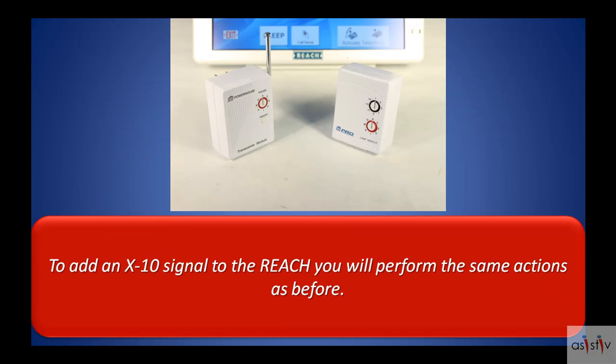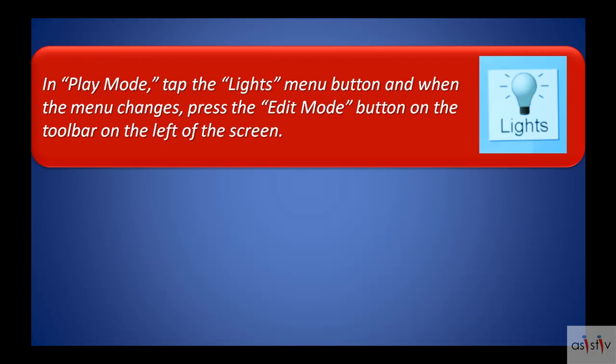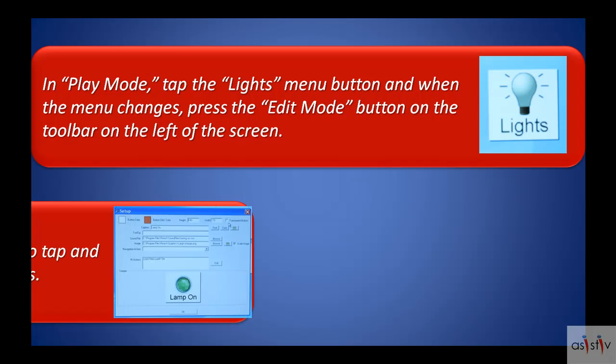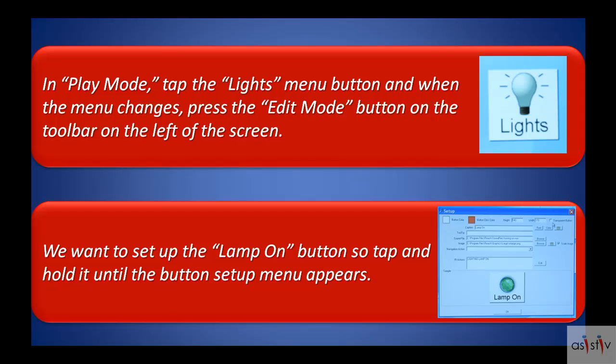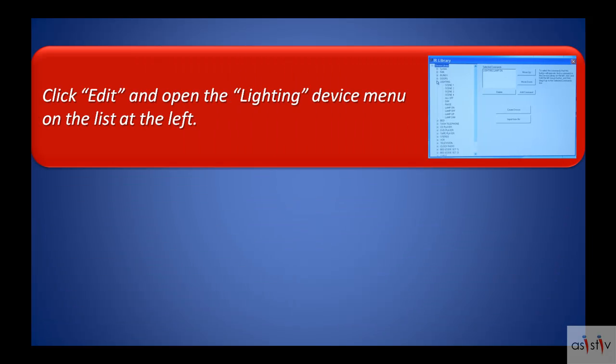To add an X10 signal to the reach, you will perform the same actions as before. In play mode, tap the Lights menu button, and when the menu changes, press the Edit mode button on the toolbar on the left of the screen. We want to set up the Lamp On button, so tap it and hold it until the button setup menu appears. Click Edit and open the Lighting Device menu on the list to the left.